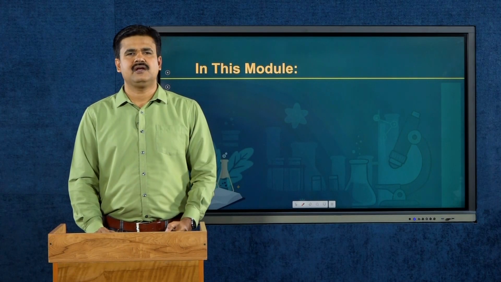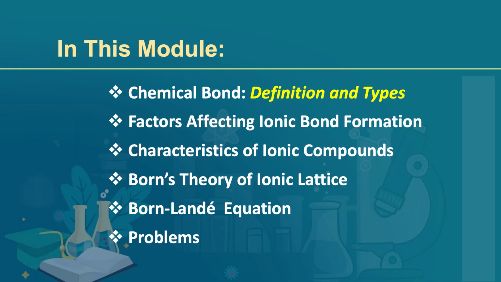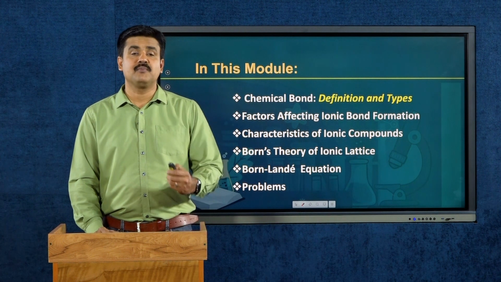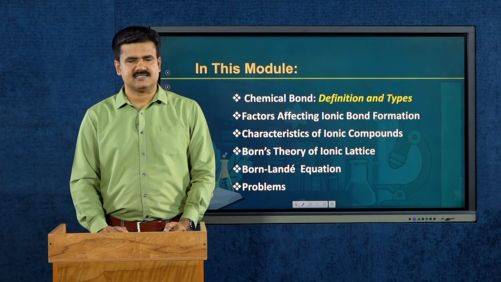In this module, we will go through chemical bond, its definition and types of chemical bond, factors affecting ionic bond formation, characteristics of ionic compounds, Born's theory of ionic lattice, Born-Lande equation, and problems based on these concepts.